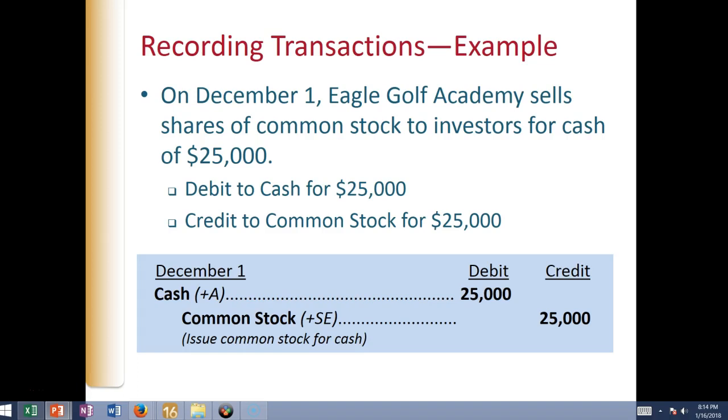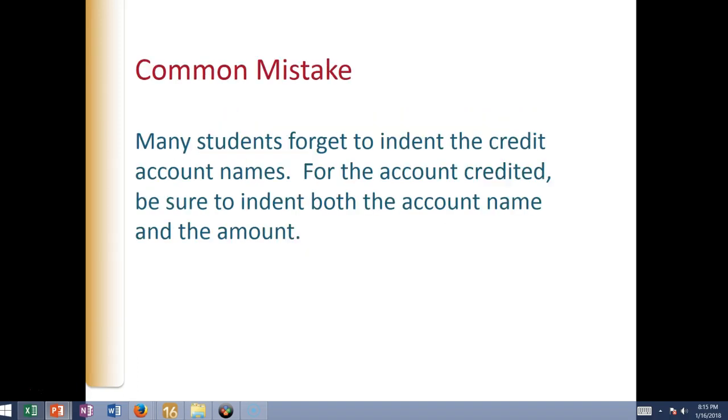So, in this example, when Eagle sells shares of common stock to investors because they're trying to get investors in the company, owners, cash increases and common stock also increases. So cash gets debited, common stock gets credited. Many students forget to indent the credit account names. For the account credited, be sure to indent both the account name and the amount.